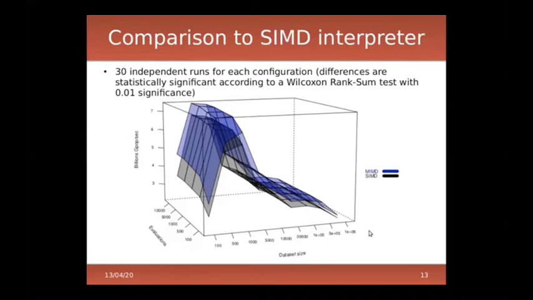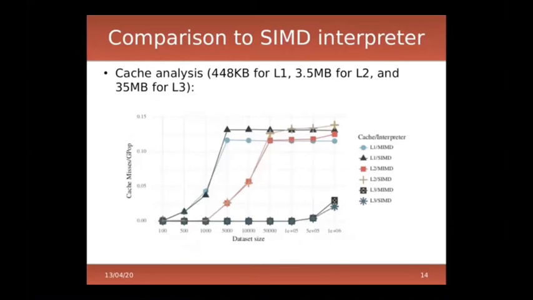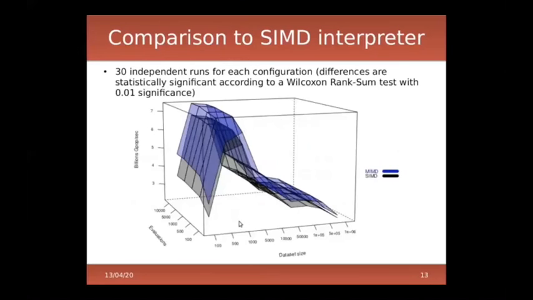So we have also analyzed what happens in the cache memory. So here we can see the data for the 3 levels of cache, L1, L2 and L3, both for the MIMD and the SIMD interpreters. And what we see is that beginning with 5,000 fitness cases, the cache miss rate for L1 increases, and we see that with 5,000 cases here, the number of GP operations per second decreases.